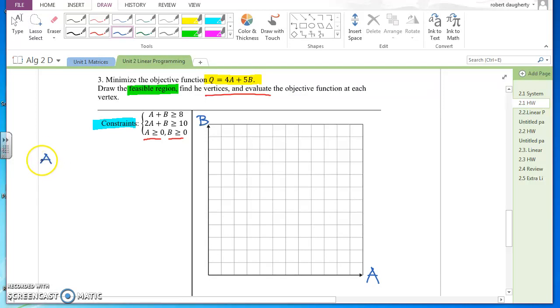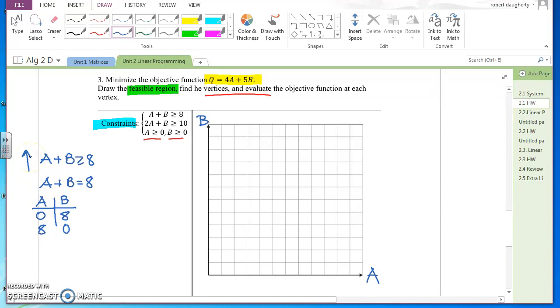So if I've got the constraint A plus B is greater than or equal to 8, I need to graph the line A plus B equals 8. The best way to do that is just to pick values for A and B. If A is 0, then B is 8. If B is 0, then A is 8. And because of this greater than sign, I will be shading above this line.